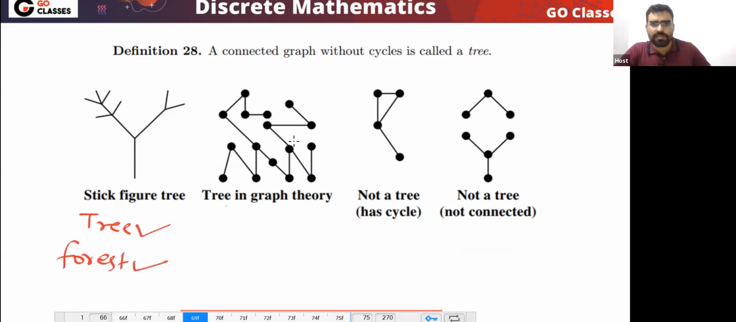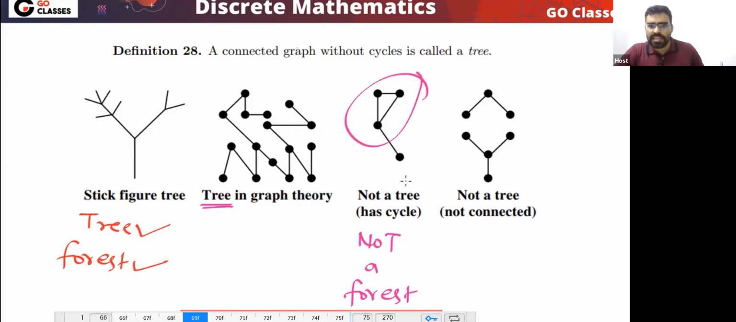What about this graph? This is also acyclic and this is connected. So this is also a tree. And what about this? This is not acyclic, so this is not a tree and not a forest, because there is a cycle here. We have a cycle in this graph. So this is cyclic, so this is neither tree nor forest.